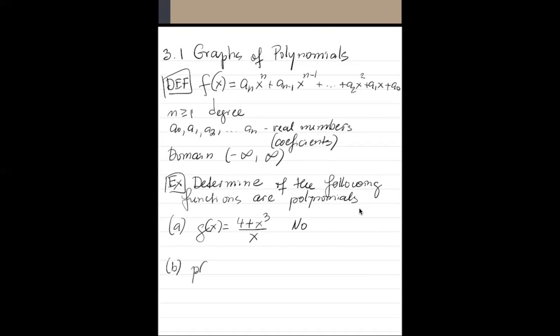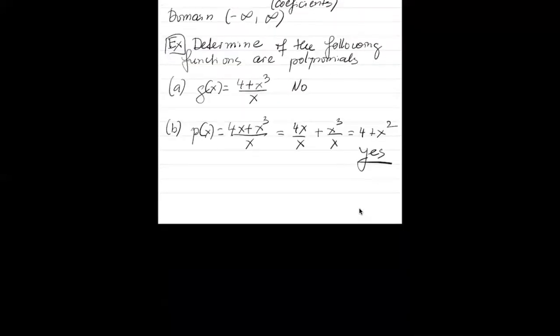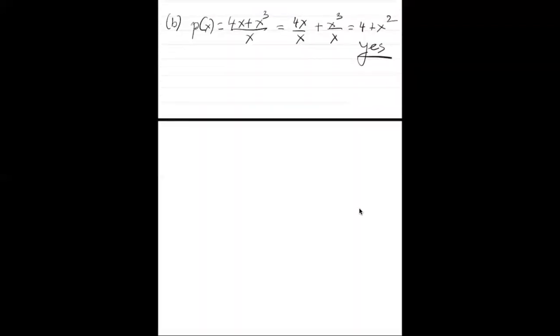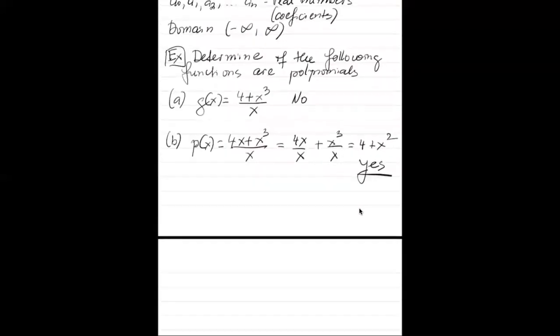B, p of x equals 4x plus x to the third over x. Now we can't quickly conclude here without simplifying. So let's try to simplify first. Divide by x all the terms on the top and simplify. So 4 plus x squared, which fits the description for a polynomial, and that is a polynomial. So just because you have x in the denominator, you cannot conclude that it's not a polynomial.